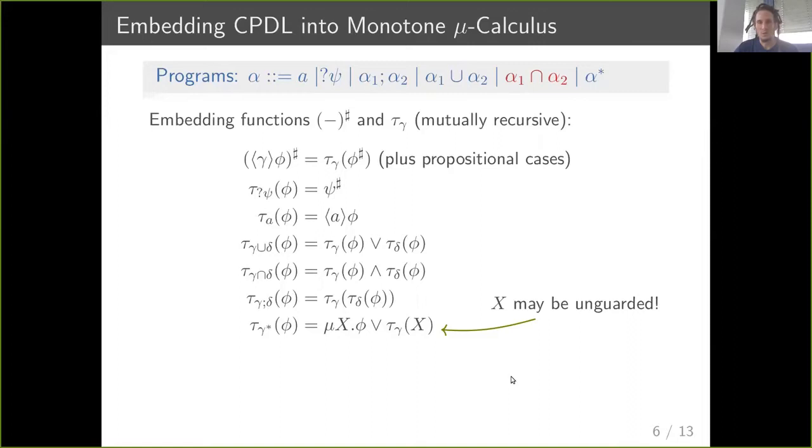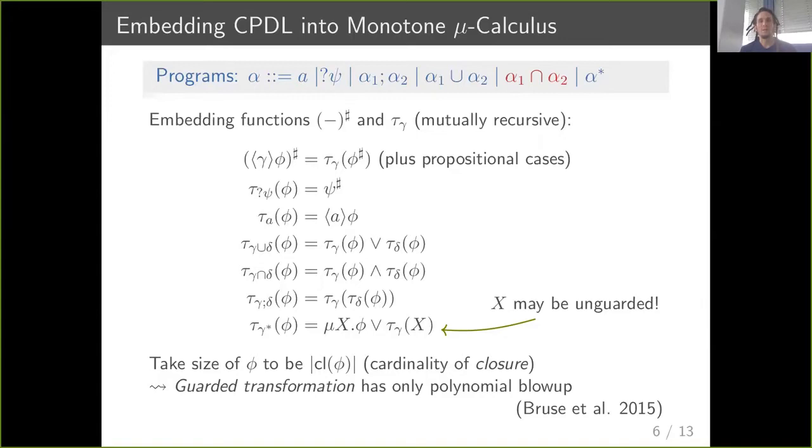But we deal with this problem by defining the size of formulae to be the cardinality of their closure, also known as the Fischer-Ladner closure, or can also be seen as the syntax graph of formulae. So that's a very small measure for size of formulae. And then it was shown by Bruse and others in 2015 that a transformation from unguarded to guarded formulae only increases the size of the closure polynomially. So what we can do is first translate to the monotone mu calculus, then transform to a guarded formula, and the whole procedure will give a polynomially sized formula.